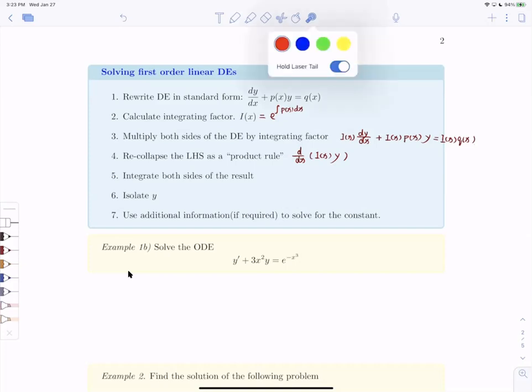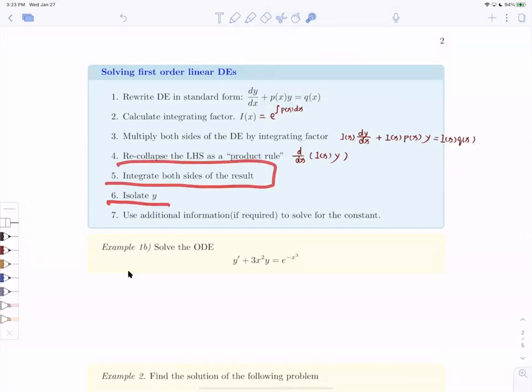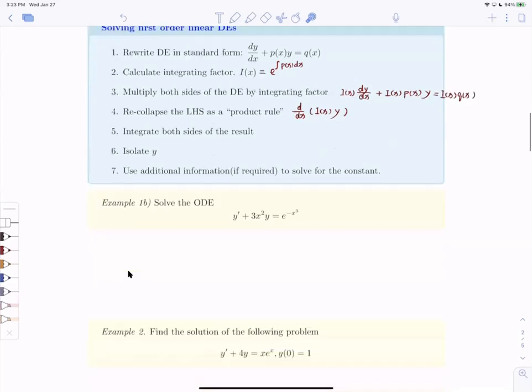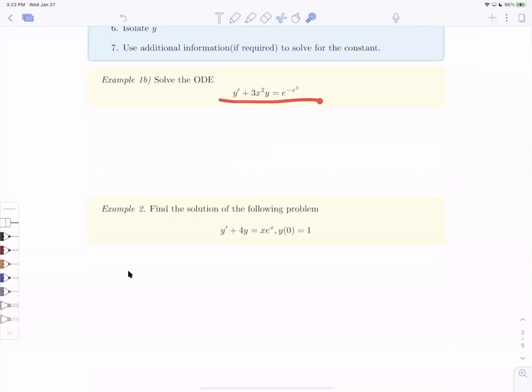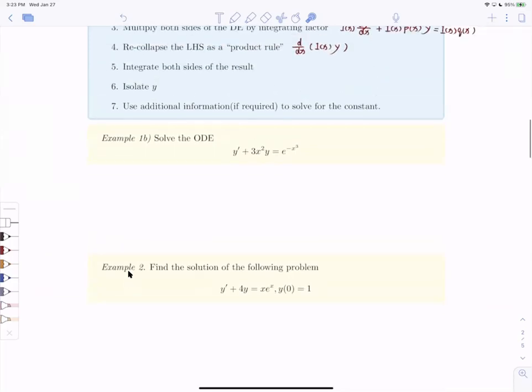Then you need to integrate both sides of the result and then isolate y, and use additional information. Additional information means if you are given an initial value, you solve for the constant. Anyway, let's try this question. So try to solve this ODE. I told you what the integrating factor is already, so you start from step 3.